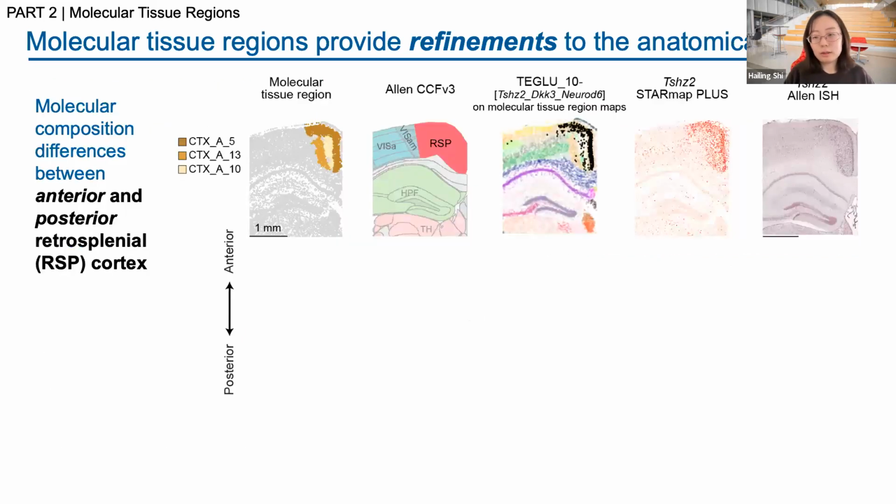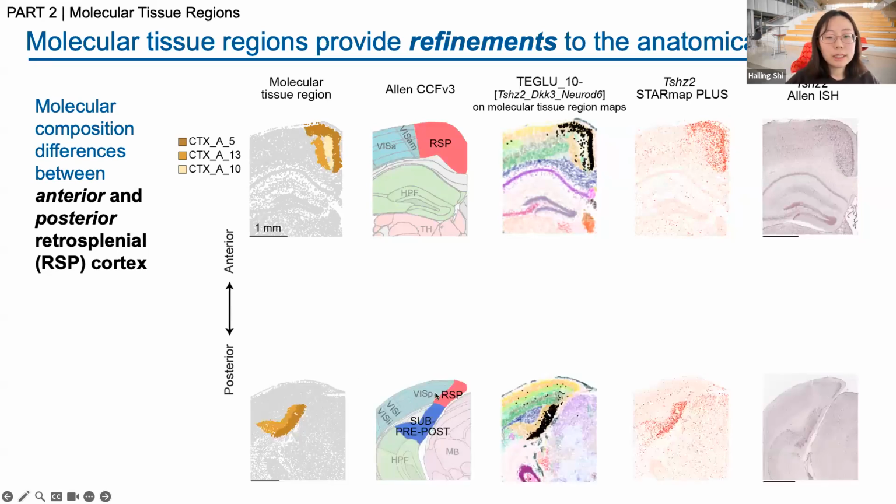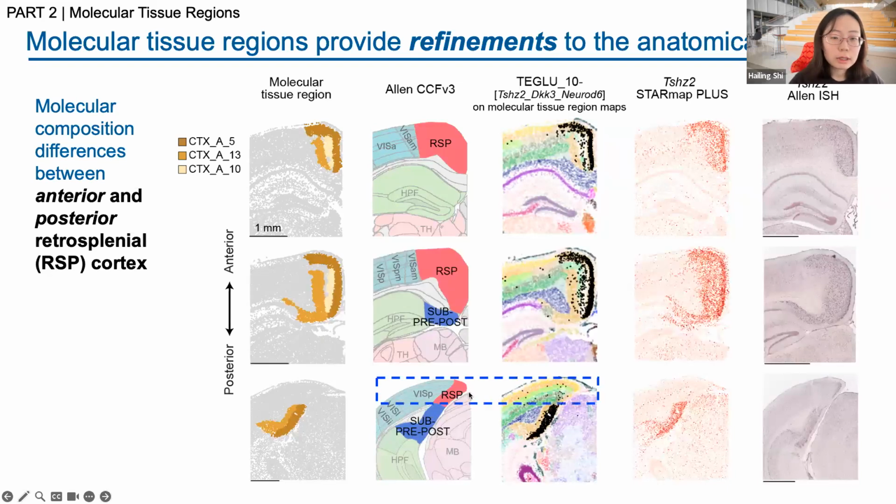Another example is about the anatomical definition of the retrosplenial cortex. We found there are different molecular tissue region definitions for the anterior and posterior retrosplenial cortex. In the anterior part of the brain, there are 3 molecular tissue regions corresponding to the retrosplenial cortex. However, moving to the posterior part, this is not the case. And very interestingly, the posterior retrosplenial cortex actually shares similar molecular tissue region arrangements with the nearby visual cortex.